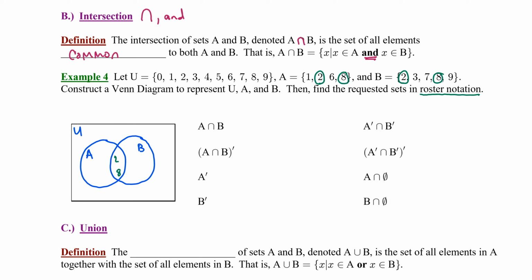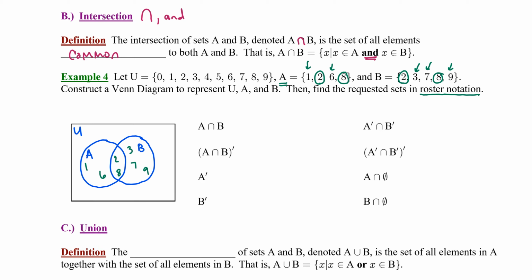Now, looking at sets A and B, they don't have anything else in common. So back to set A, let's complete the circle. The other elements in set A are 1 and 6. They're going to be inside circle A, but outside circle B. Also, looking at the remaining elements in set B, we have 3, 7, and 9. They're going to be inside circle B, but outside circle A.